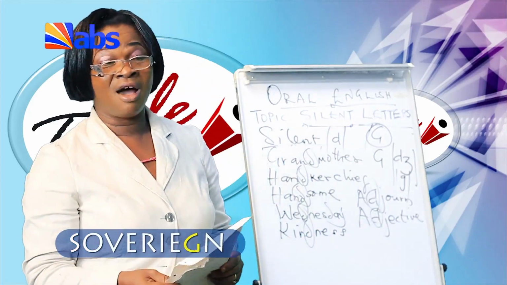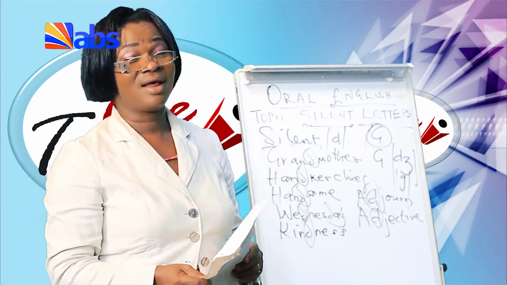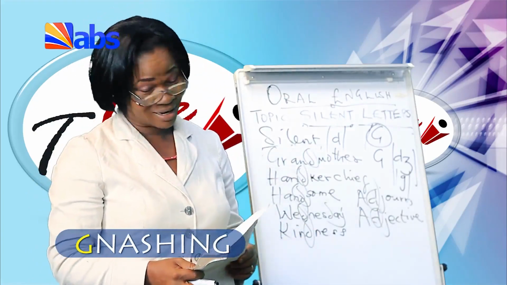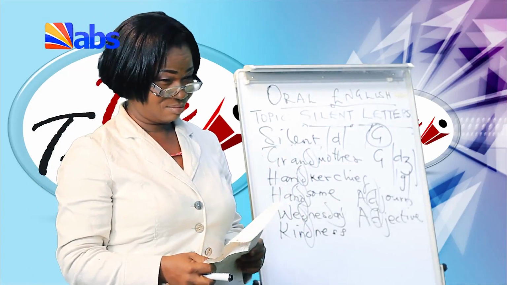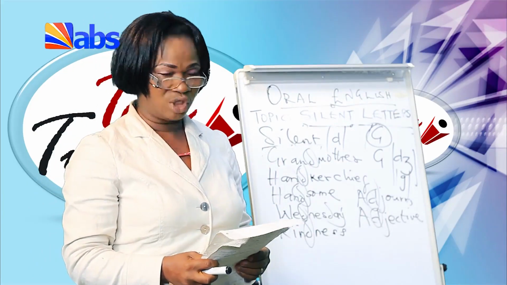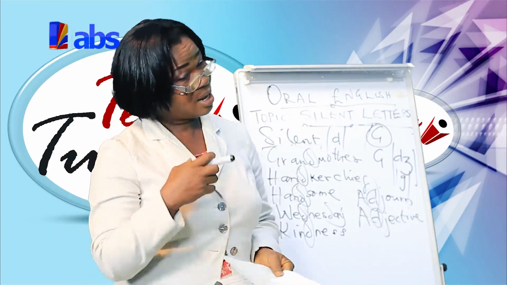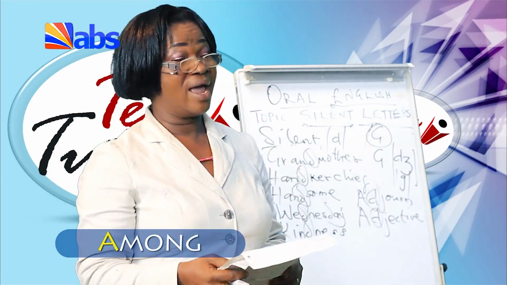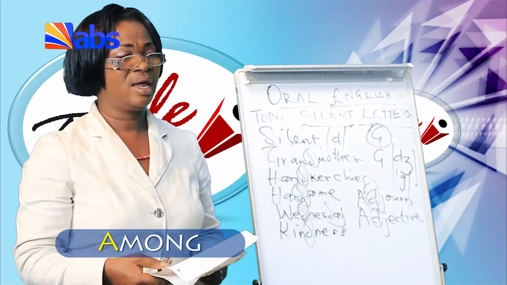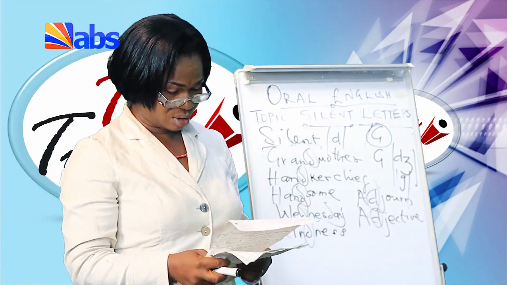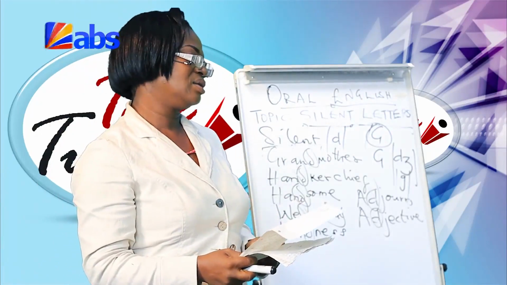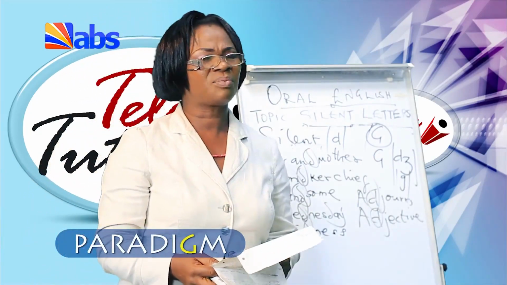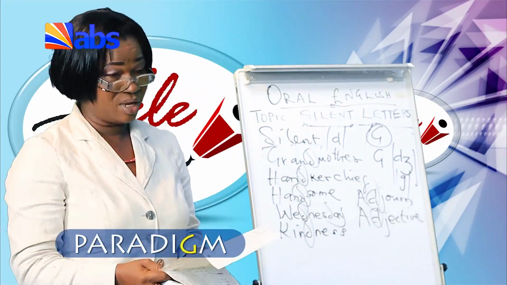G is silent in gnash, G-N-A-S-H, gnashing of teeth. Not "g-nashing" of teeth, but gnashing. Then G is silent in "among", among us, A-M-O-N-G. You say among, you don't say "among" with the G sounded. Then G is silent in words like paradigm. Do you know the spelling of paradigm?